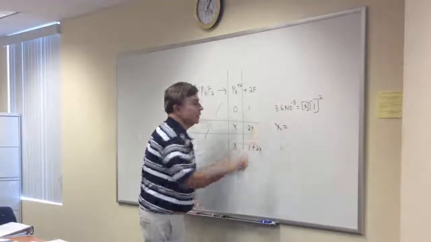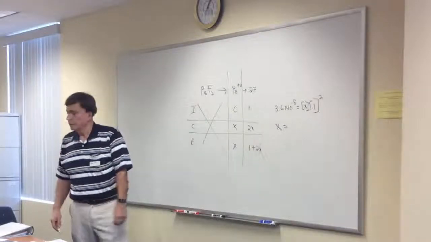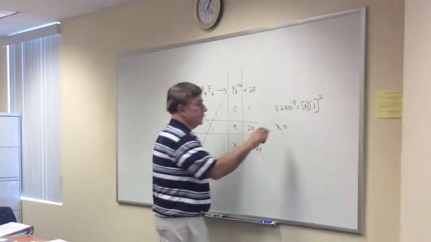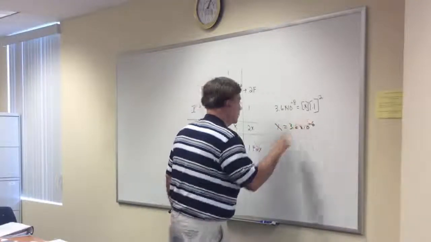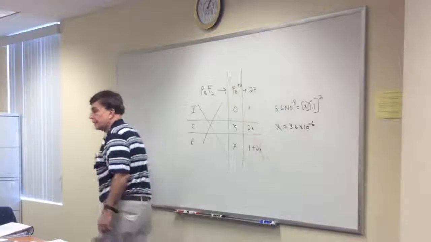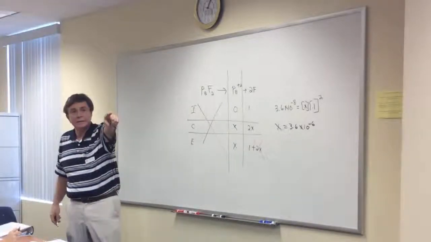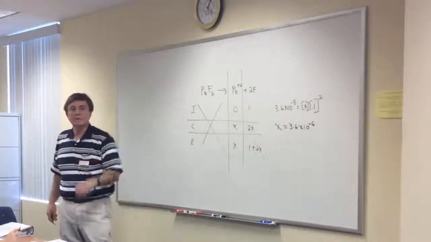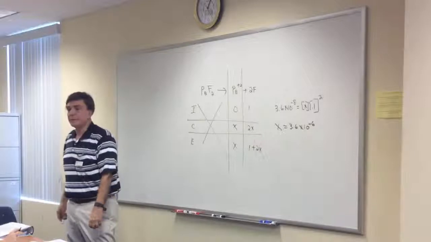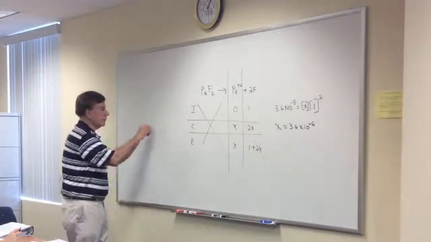Solve for x. What do we get when we solve for x? 3.6 times 10 to the negative 6. That sounds good. Now, what's the question? They want it in grams per liter, so what are we going to do? We've got to get the molar mass of PdF2 and multiply that.